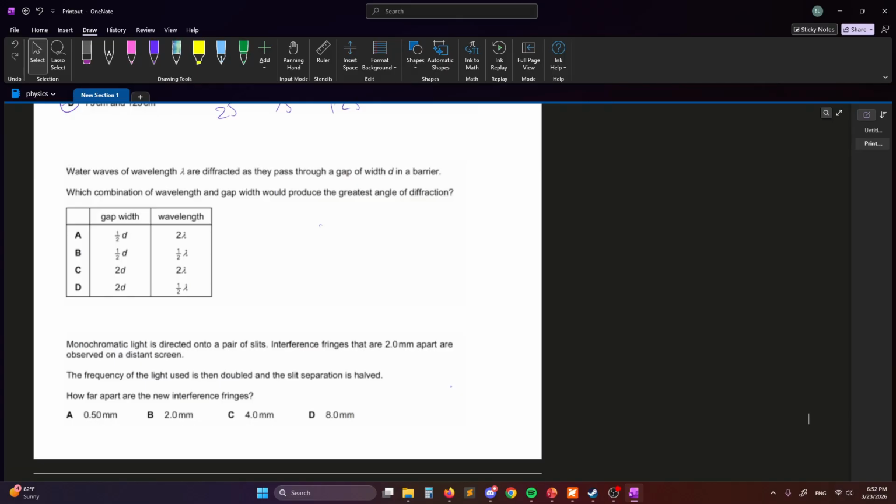All right. Water waves of wavelength lambda are diffracted as they pass through a gap of width D and a barrier. Which combinations of wavelength and gap width would produce the greatest angle of diffraction? All right, so I think we can kind of relate this to the double slit experiment. This is technically a slit, right?